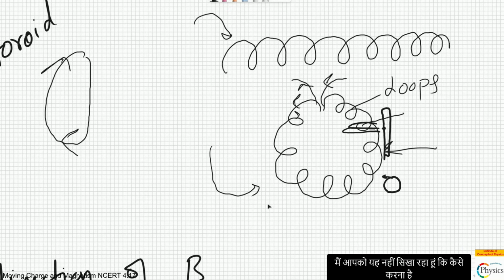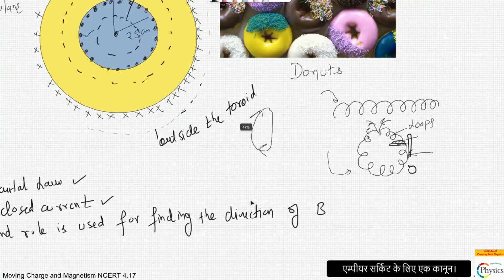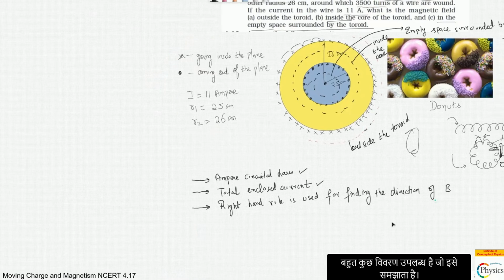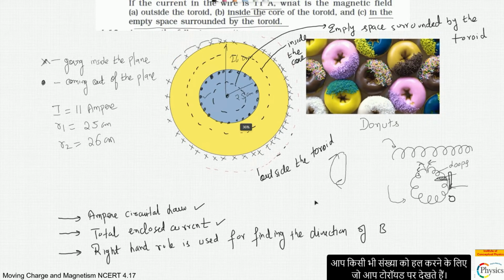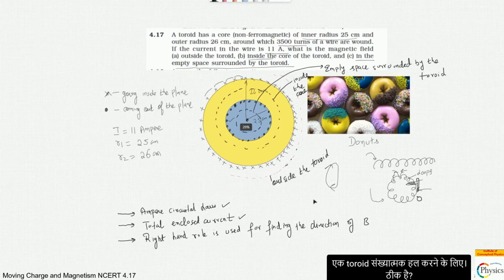I am not teaching you how to apply the right hand rule. For that, watch my video for Ampere circuital law. A lot of detail is available there which explains it. I think our focus here is just to solve this numerical, but I'm giving you tips so that it becomes easy for you to solve any numerical which you see on a toroid. Right now, you will never forget how to solve a toroid numerical.